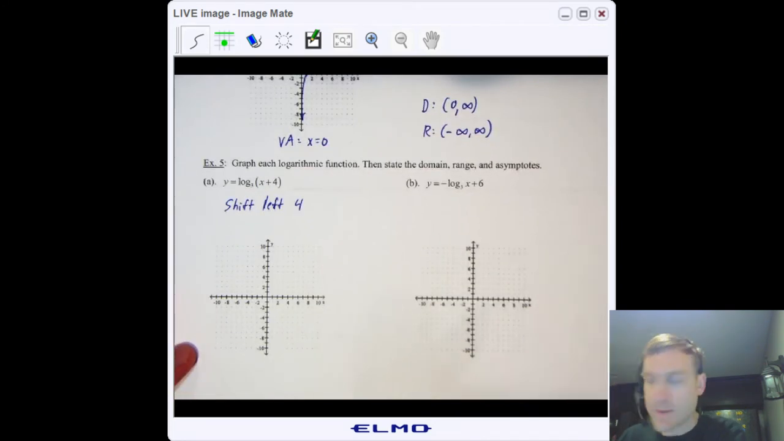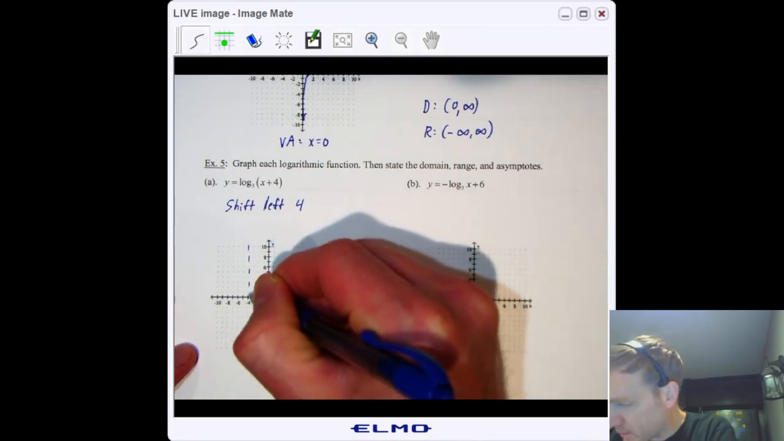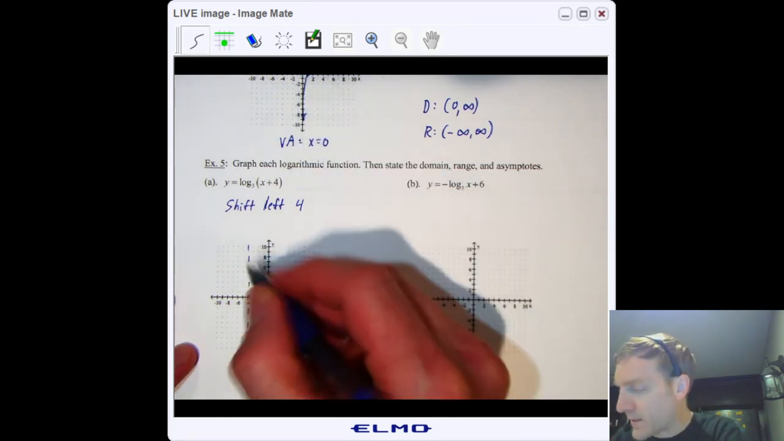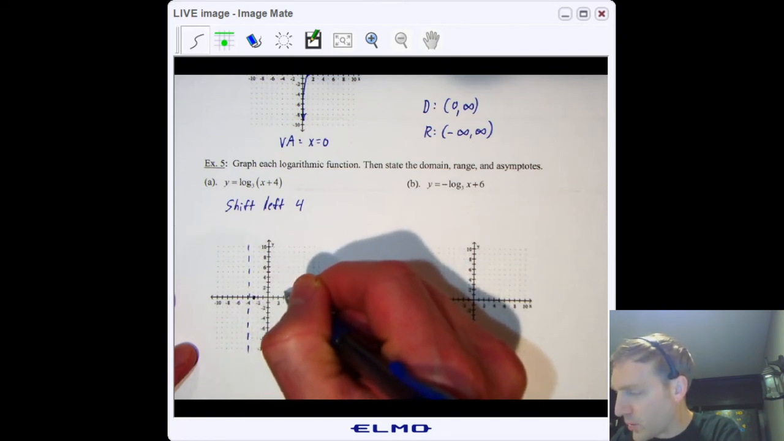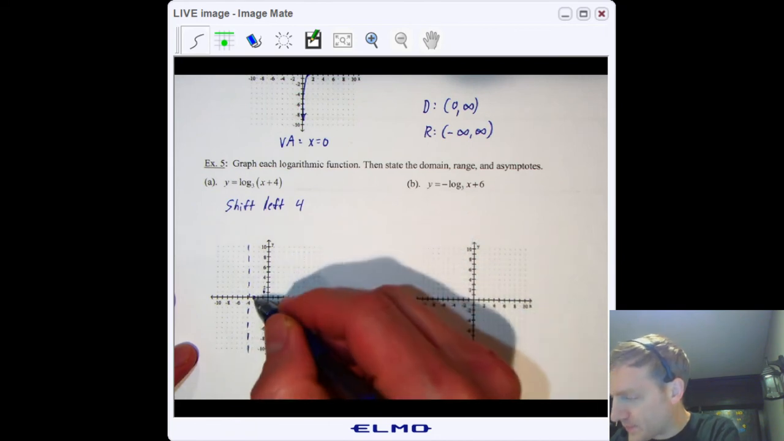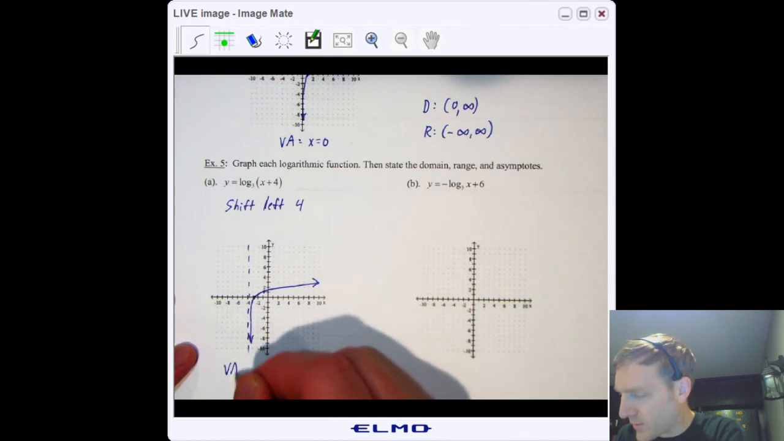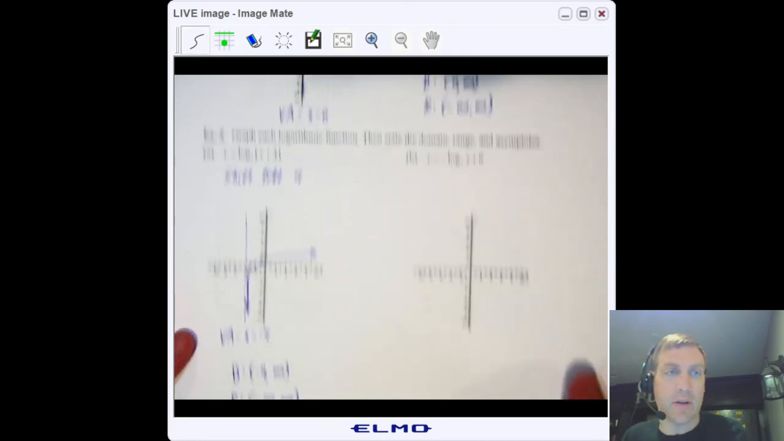Left 4 units. So take your vertical asymptote at x equals 0 and move it to x equals -4. I'm going to take each of these points and shift them to the left 4. So 1, 0 goes to -3, 0, and 3, 1 goes to -1, 1. And then draw your graph. Again, the vertical asymptote is at x equals -4. So the domain of this graph is -4 to infinity because my vertical asymptote moved. My domain is going to shift, and my range is still all real numbers.